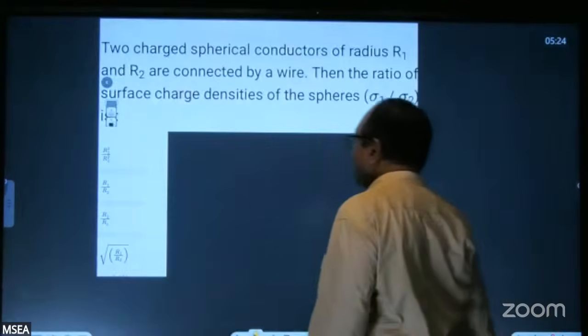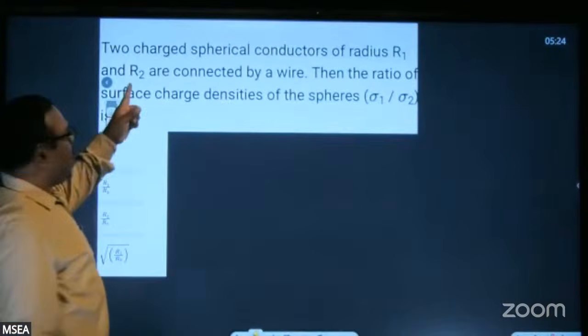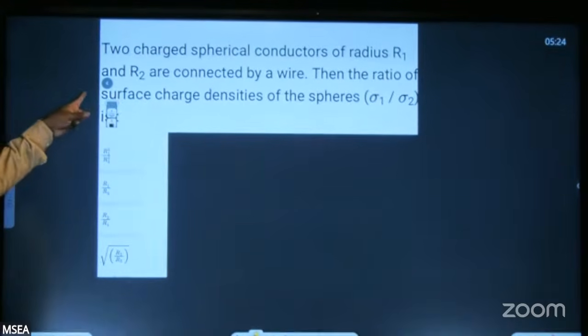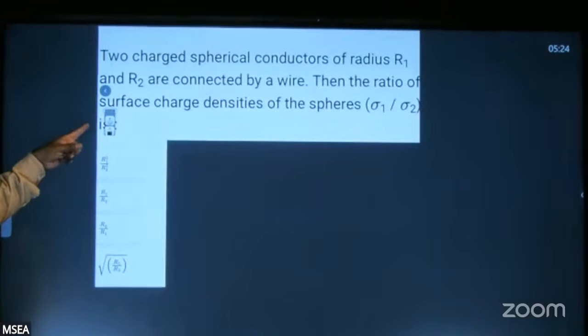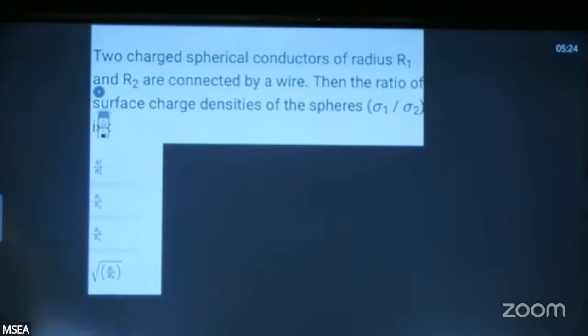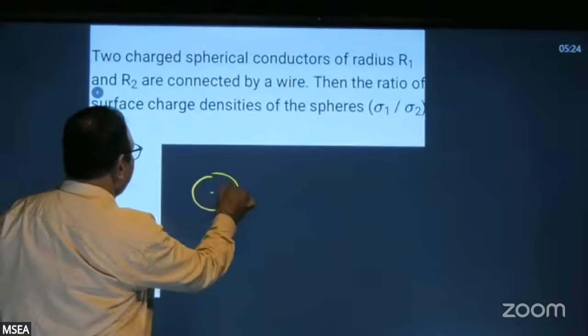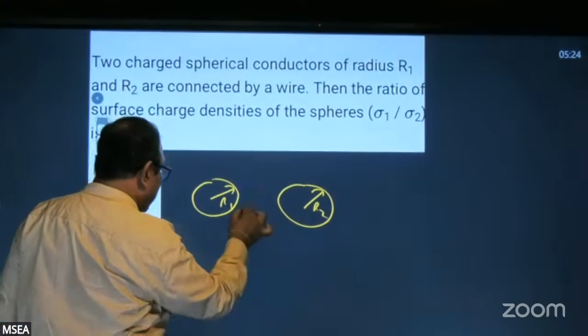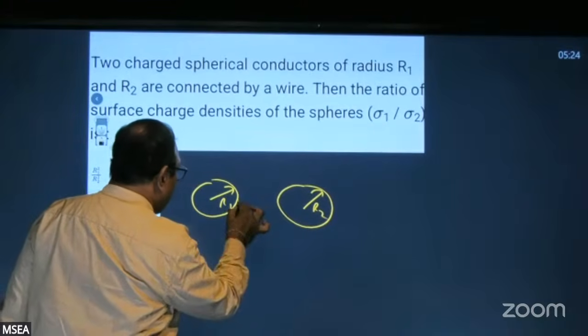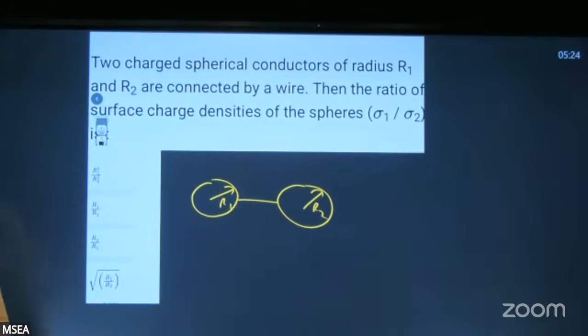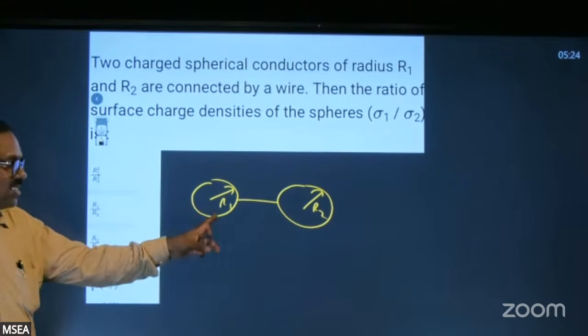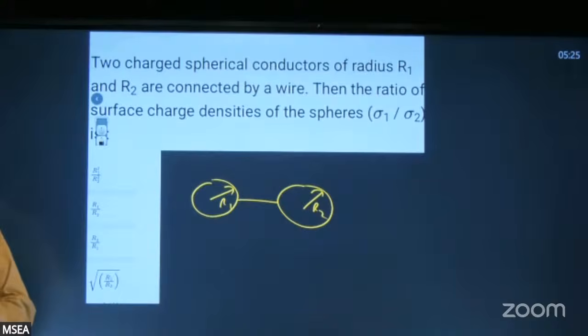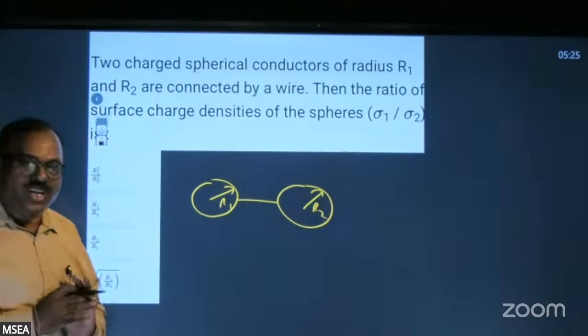Next, we go to the next question. Two charged spherical conductors of radii R1 and R2 are connected by a wire. The ratio of surface charge densities of the spheres is asked. One sphere has radius R1 and the other has radius R2, and they are connected by a conductor. Whenever two charged spheres are connected by a conductor, what happens? Charge flows from one sphere to the other till their potentials are the same.